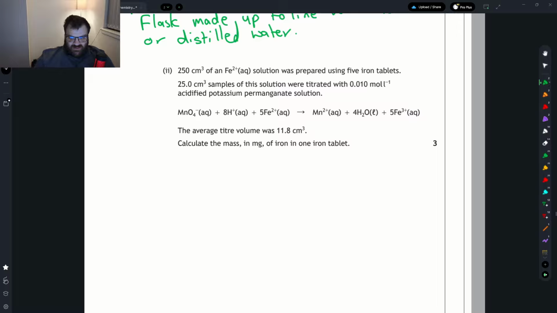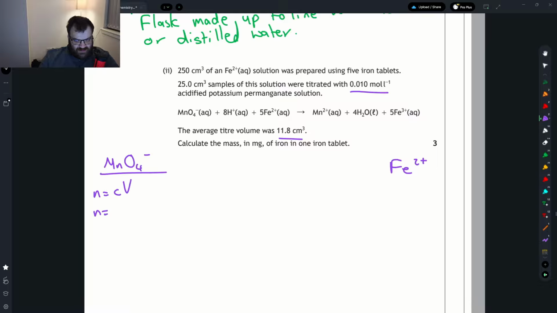Next one, we're asked to work out the mass of iron in one tablet. So iron is going to be the final thing we're going to deal with, and we're dealing with Fe2+. That means we're going to need to start with the other chemical, which is potassium permanganate, the manganate part, MnO4 minus. Okay, so what are we told? We're told the concentration and we're told the volume. So that means that n equals c times v. So n equals 0.01 times 0.0118, which is 11.8 divided by 1,000.